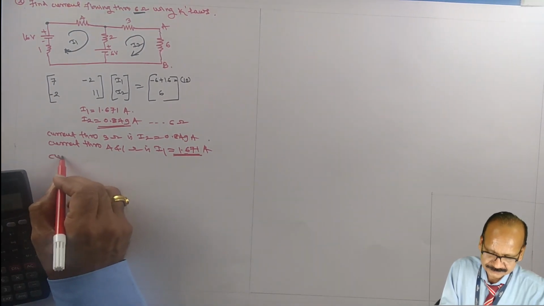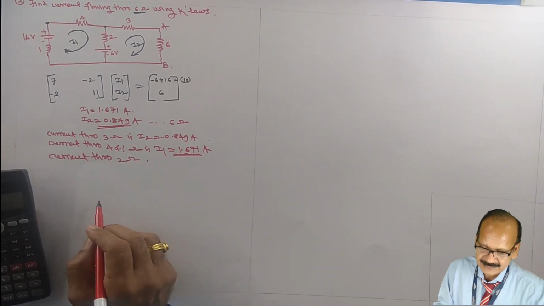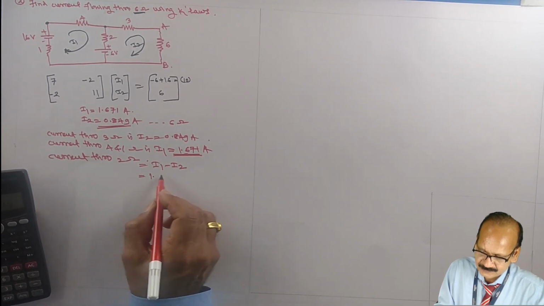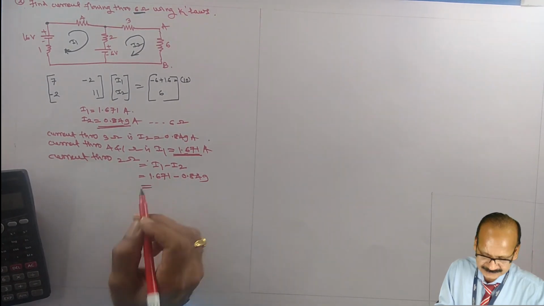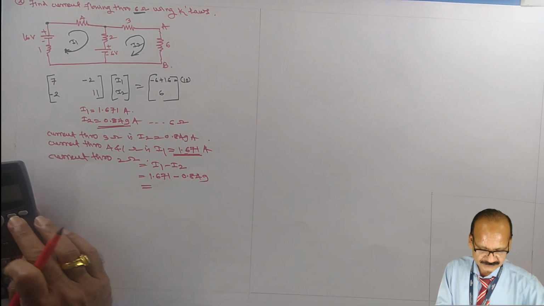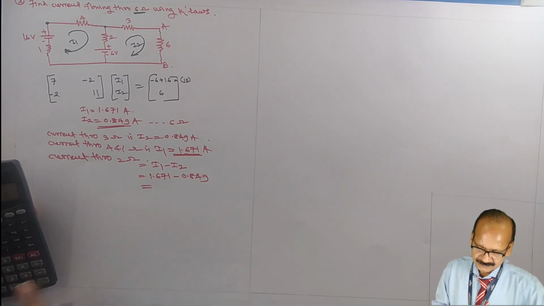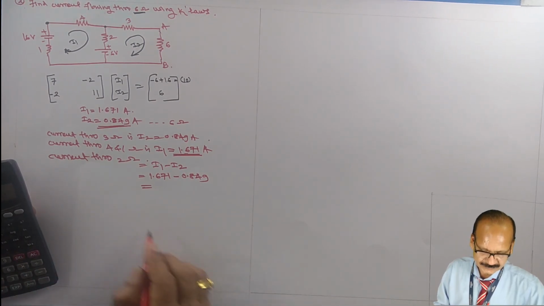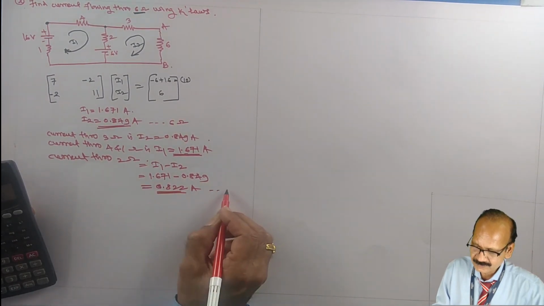Now current through 2 ohm. See, I1 is bigger, so it is equal to I1 minus I2. So I1 is 1.671 minus I2 is 0.849. See, you have to come out from these modes. That was for solving the equation, solving the matrix. Then 1.671 minus 0.849 equal to 0.822 ampere. This is through 2 ohm.